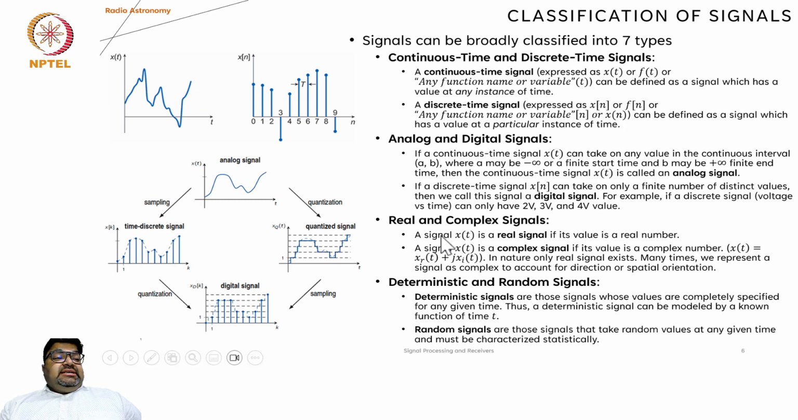Real and complex signals, the third type. A signal x(t) is real if it's real valued. It's complex if it is composed of complex components, both real and imaginary parts. Deterministic and random signals. Deterministic signals are those signals whose values are completely specified for a given time, and random signals have to be stochastically determined or statistically characterized.